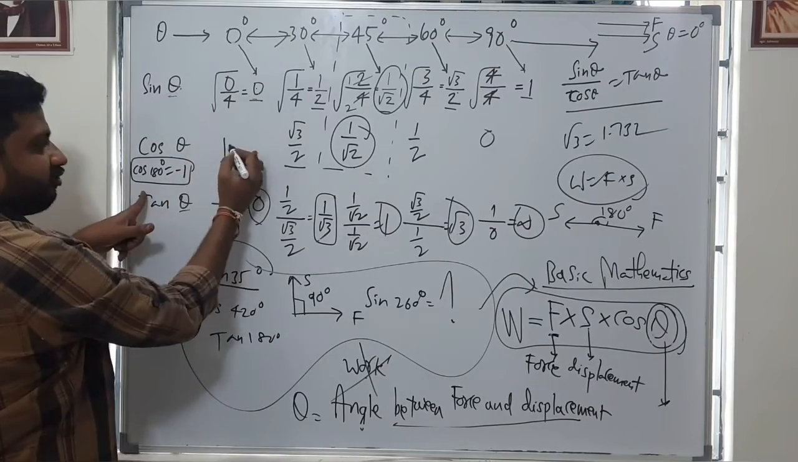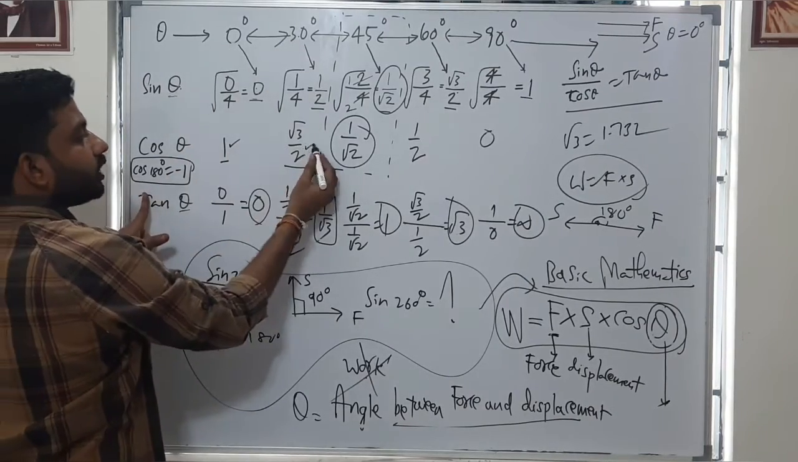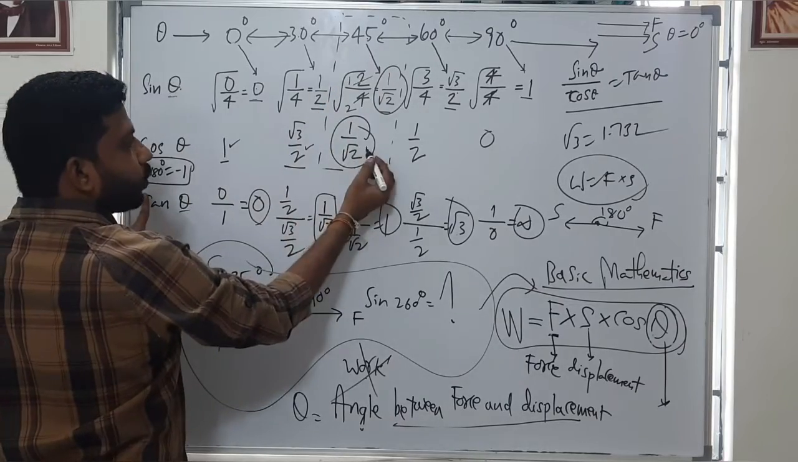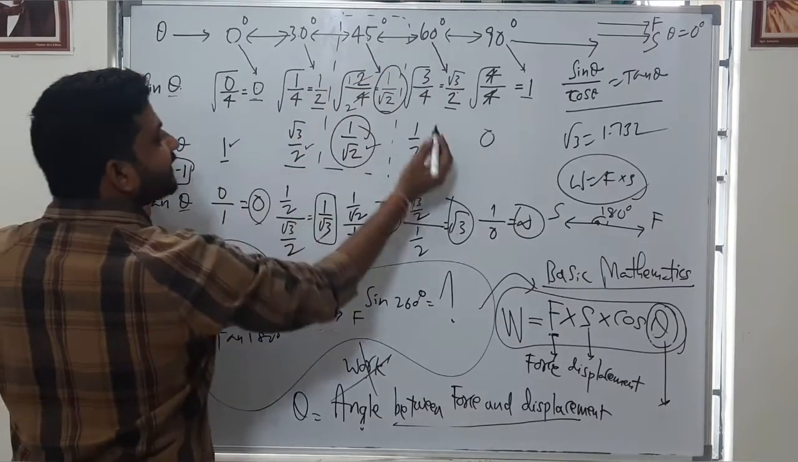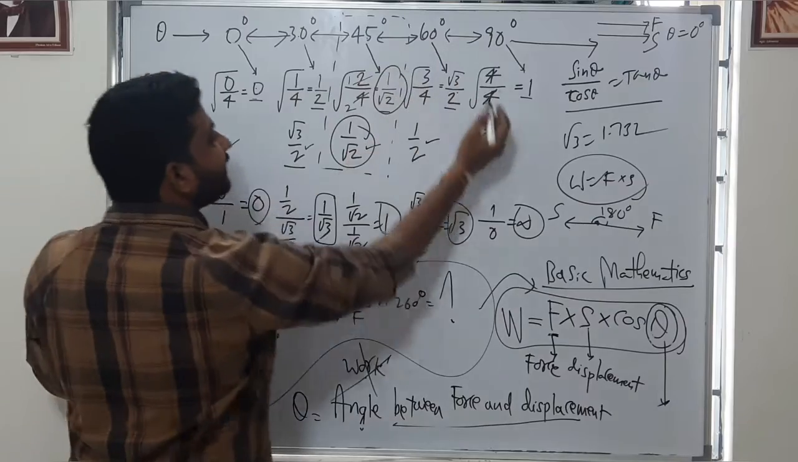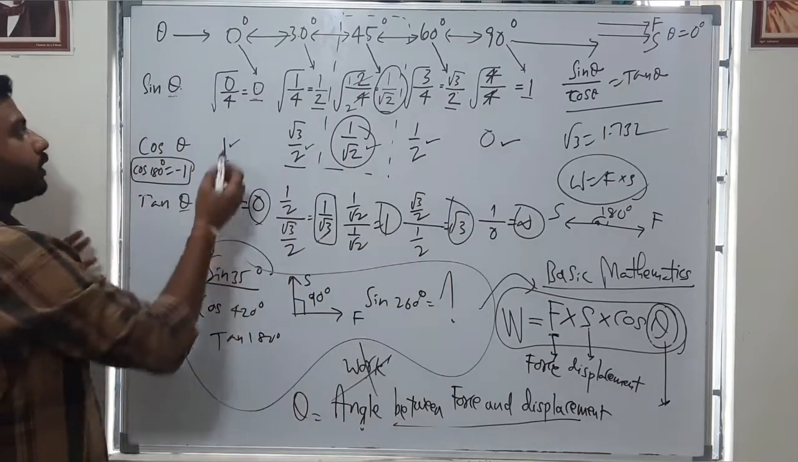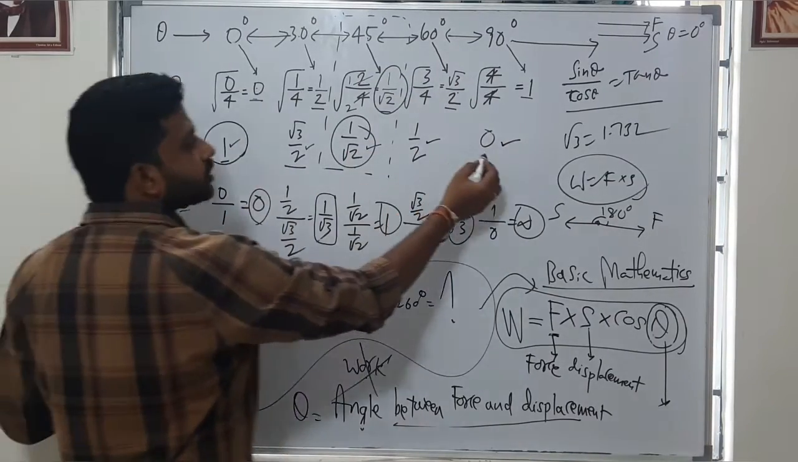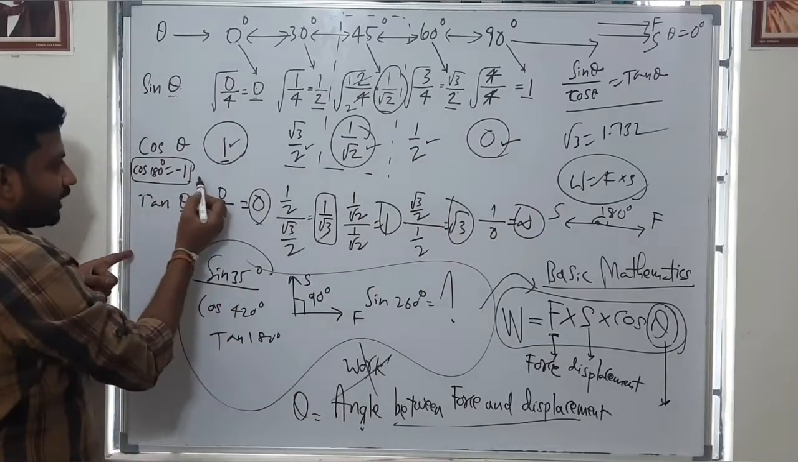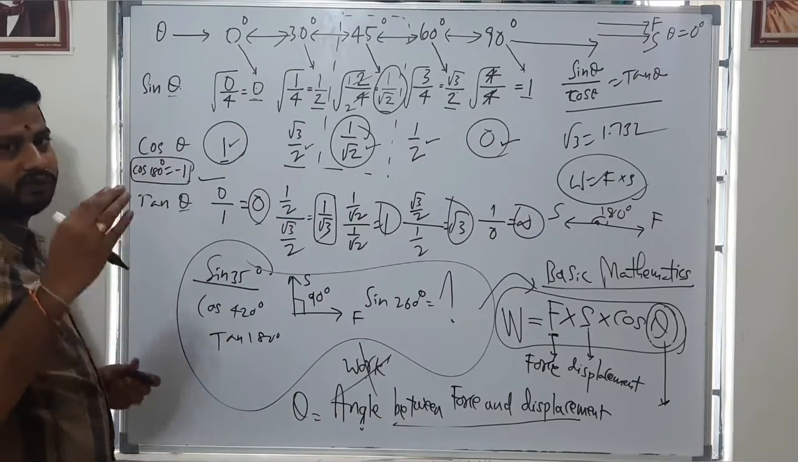Now, focus on cos values. Cos 0, 1. Cos 30, root 3 by 2. Cos 45, 1 by root 2. Cos 60, 1 by 2. Cos 90, 0. Three values are very important. Cos 0 is 1. Cos 90 is 0. And cos 180 is minus 1. These three values are very important.